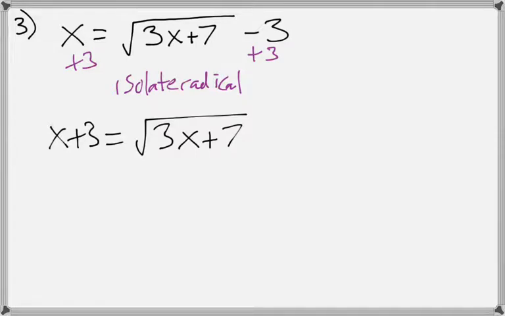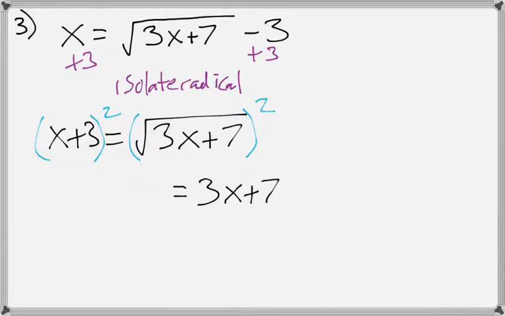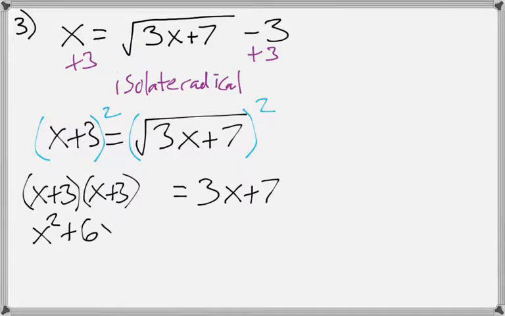So now I want to get rid of the square root. So I want to square this side, and then I need to square both sides to keep it legal. So on the right hand side, this just removes the square root. On the left hand side, x plus 3 squared, that is a hidden FOIL problem because that's the same thing as saying x plus 3 times x plus 3, which is x squared plus 6x plus 9 is equal to 3x plus 7.